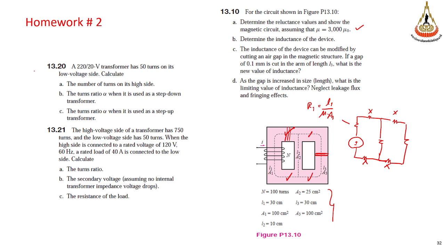And this question is about the transformer. The relation of the transformer. If you have a transformer like this, this side is 220 volt and this is 20 volt, and on the low voltage side we have 50 turns. How much is N1? It's not difficult, right? To do this, see problems 13.20 and 13.21.